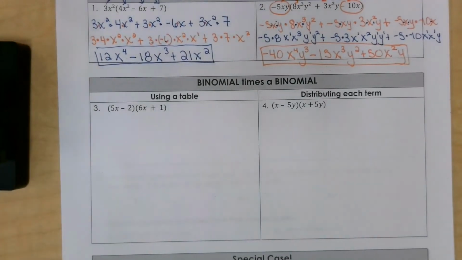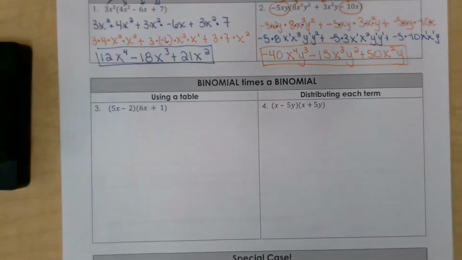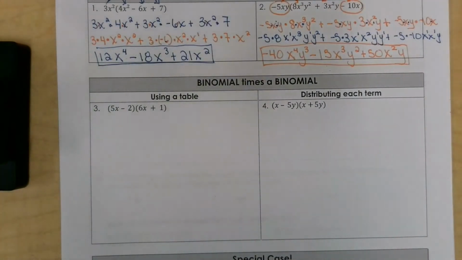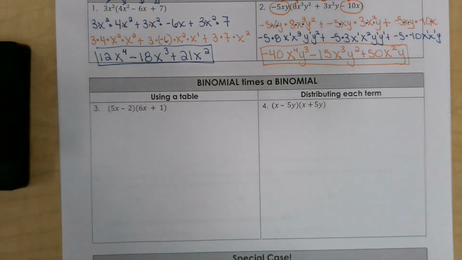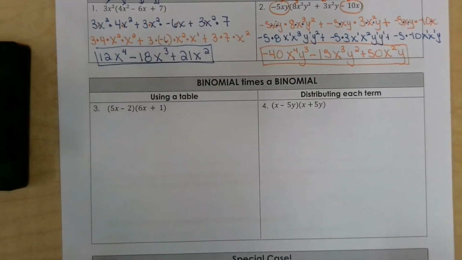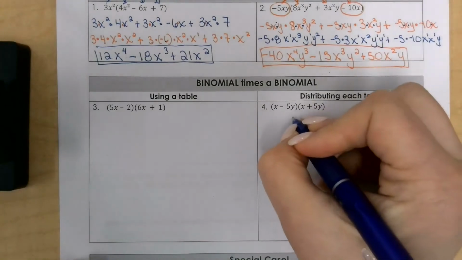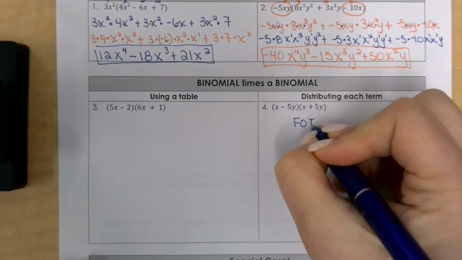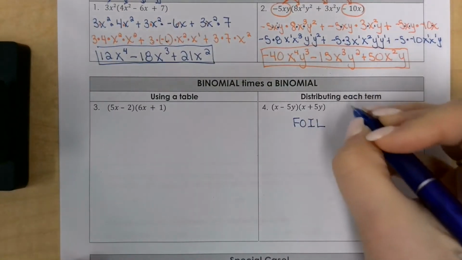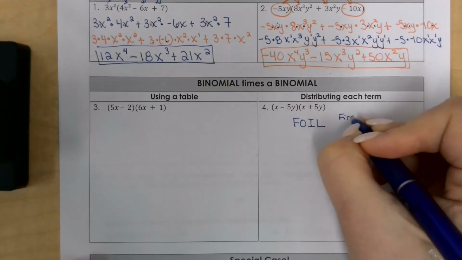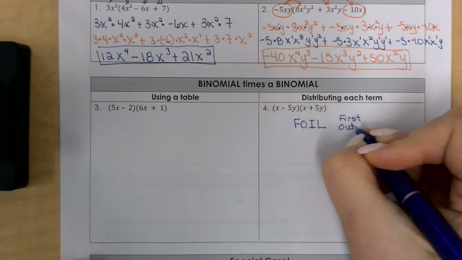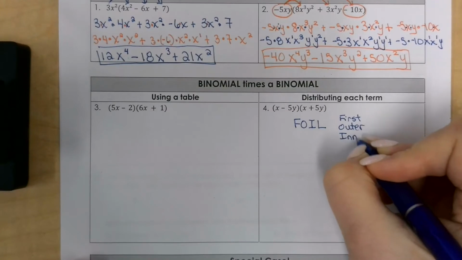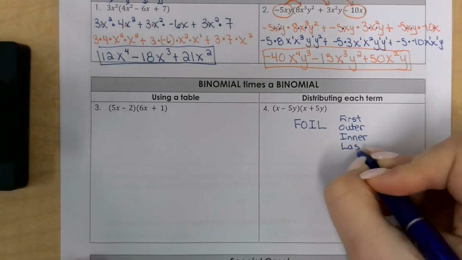Let's multiply a binomial times a binomial. I'm going to show you two different ways you can do this. You can use a table, or you can distribute each term by using a process called FOIL, which stands for first, outer, inner, last.